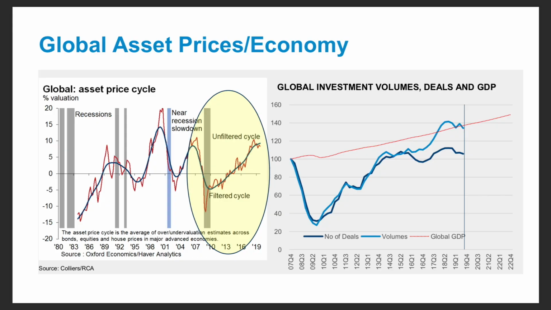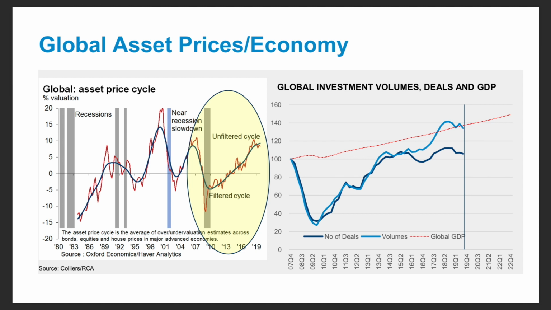Okay, so if we start with the global level, I picked this chart up on the left yesterday. I did have a bit of time to read my emails. I'll try and describe what it shows. It's basically looking at asset prices generally, equities, bonds, and house prices for major advanced markets. And it shows the cycle of the value of these markets relative to the economic base, if that makes sense. So at the minute, we're looking at the part in the yellow.